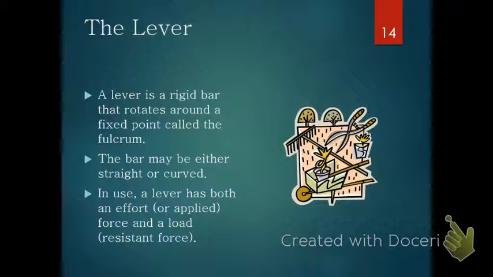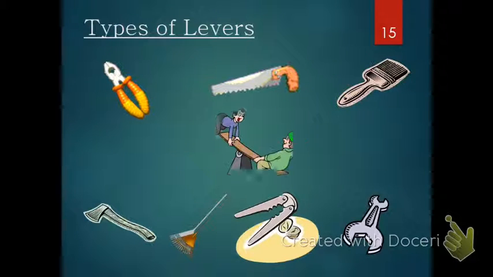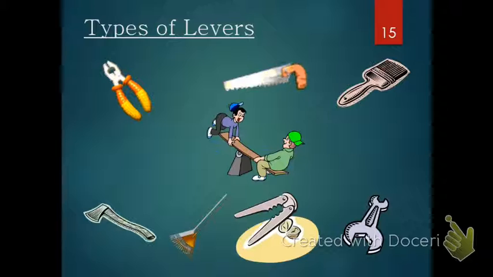And these are all examples of different types of levers. Remember that simple machines have little or no moving parts. And as you look at these simple machines, they could be more than one type. For example, the axe. The axe is a lever, but it also has a wedge at the top of it.